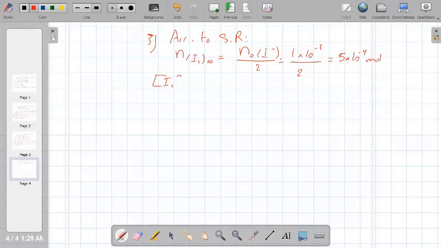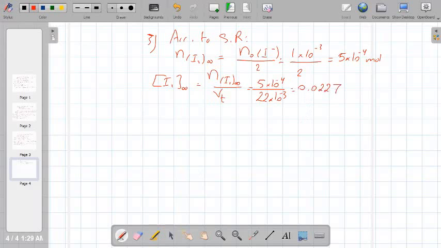This is the number of moles of I2 at the end of the reaction. Concentration of I2 at infinity, at the end of the reaction, equals number of moles of I2 at infinity over V total, equals 5 × 10^-4 over V total 22 × 10^-3, which is 0.5 over 22, so 0.0227 mole per liter. This is the concentration of I2 at the end of the reaction.